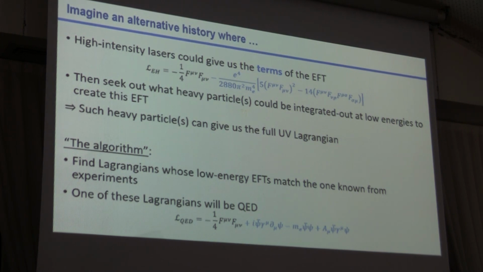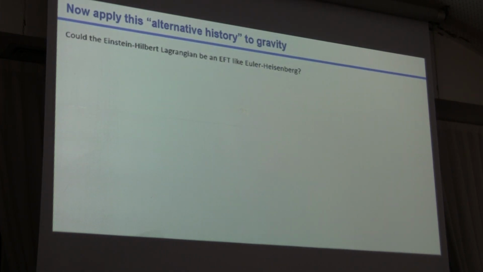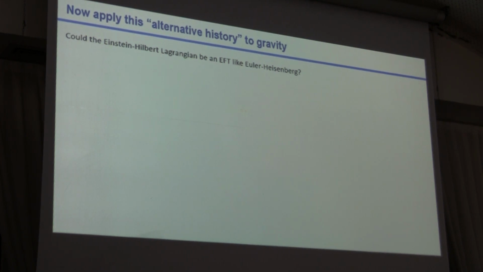Now, I want to try to take this kind of logic and apply it to gravity. Because we have this interesting question of, can we apply this alternative history to gravity? Could the Einstein-Hilbert Lagrangian, the regular GR Lagrangian, be an EFT like the Euler-Heisenberg Lagrangian? Be an effective field theory?